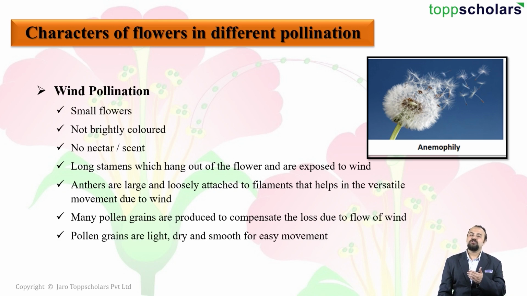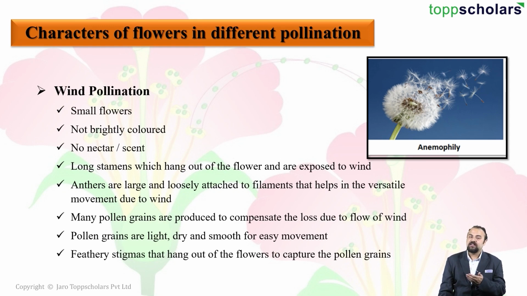Moving on students, the pollen grains are very light. They are dry and smooth, which helps in easy movement due to the wind. Also students, they have feathery stigmas that hang out of the flowers to capture the pollen grains present in the wind very easily. Now let us take a look at some examples. Wind pollination is seen in plants like maize, grass, rice, wheat, etc.